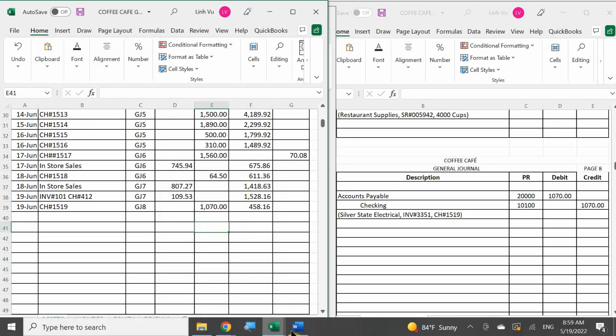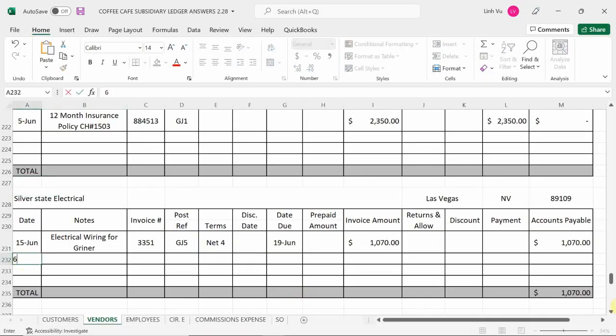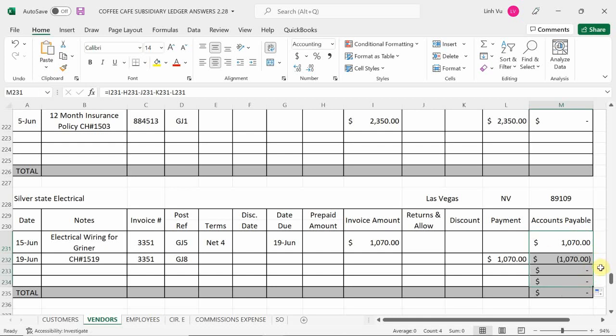Okay, and now I have to update my subsidiary ledger because I just paid what I owed to Silver State Electrical on the 19th when it was supposed to be due. Check number 1519. Invoice number 3351. Okay, General Journal, page 8. Nothing for the terms. And I made a payment for 1070. So if you did your formula correctly and dragged it down, it should tell you a negative 1070, which at the bottom of the gray should say you owe $0. Okay?